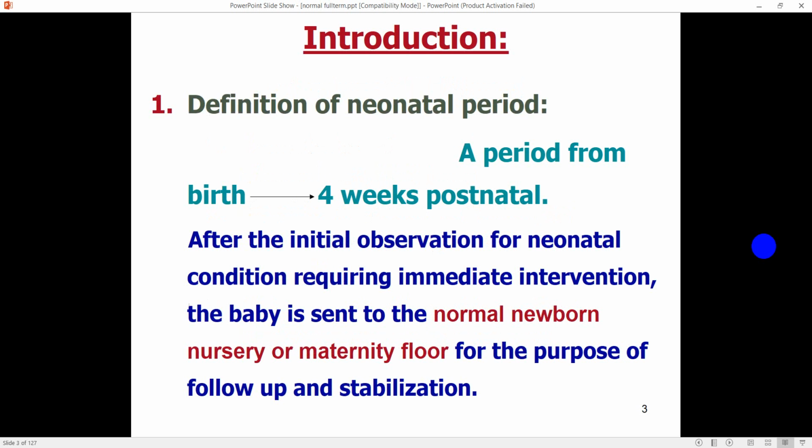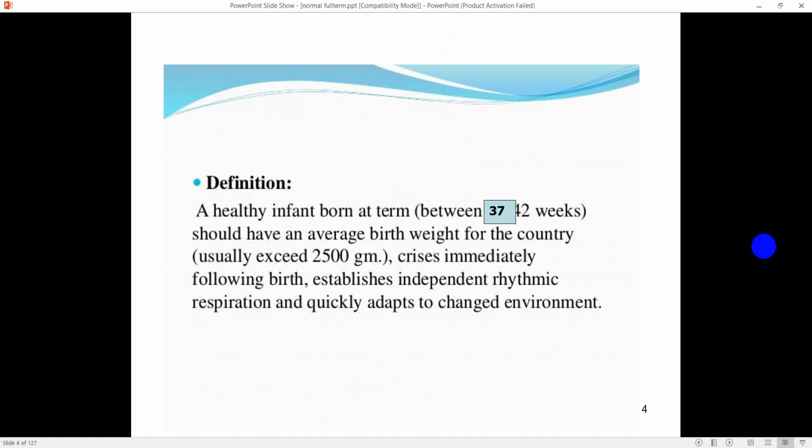So we need to know what is meant by neonatal period. In another way, what is the definition of a neonatal period? It is a period from birth until 4 weeks postnatal. In another way, first 28 days of life. And the baby is born between 37 to 42 weeks of gestation, and his body weight is more than 2.5 kg.